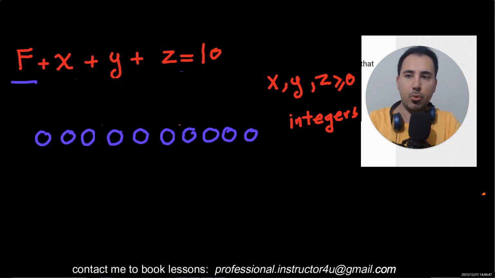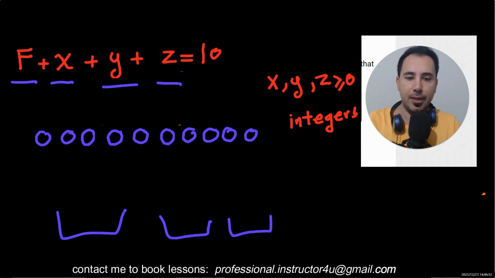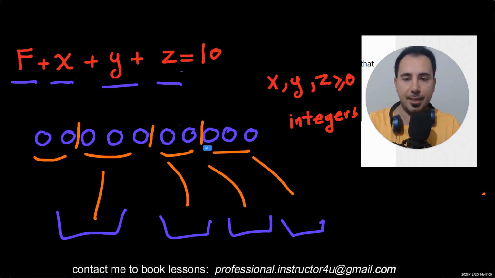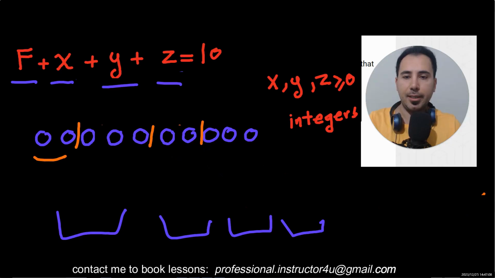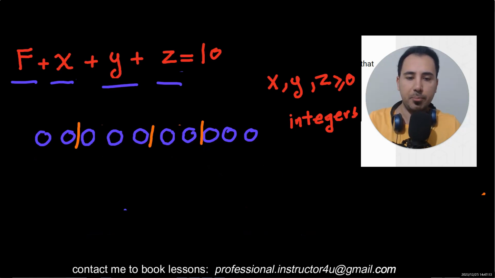Okay, so 4 variables are like 4 baskets, right? We want to divide it into 4 parts. How many bars do I need? Only 3. Look, if I put 3 bars, now I divided them into 4 parts, each one going to each basket. Okay, so I need only 3 now. So what are the total number of items? 10 apples, 3 bars, 13. I'm going to write 13.